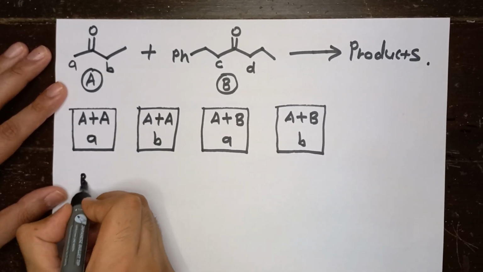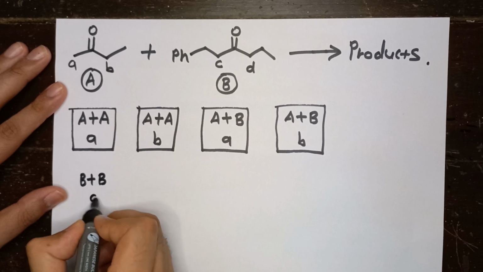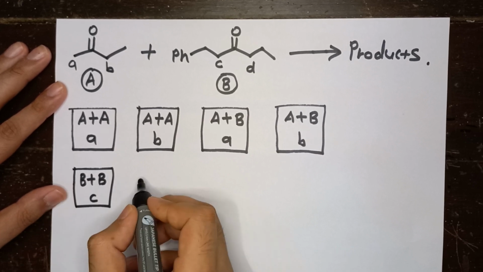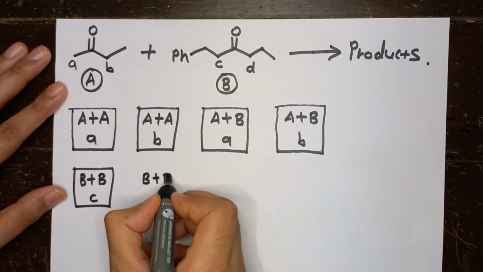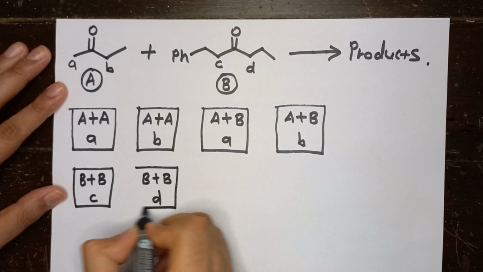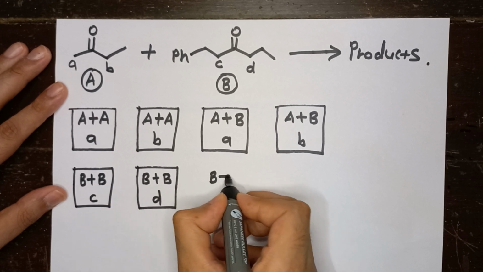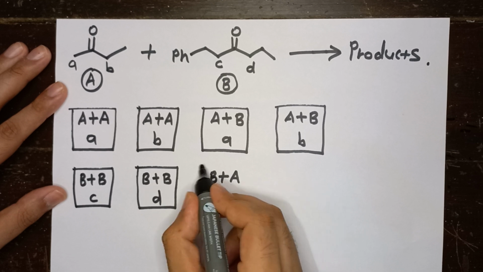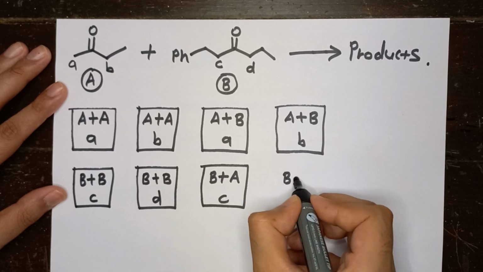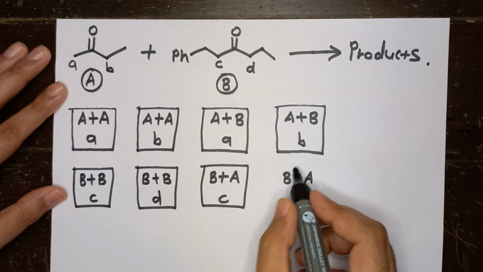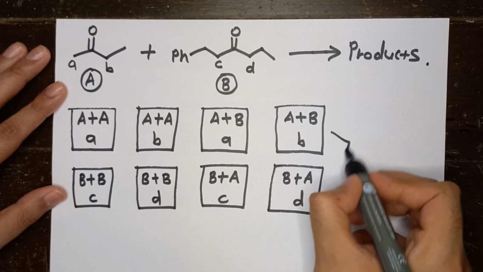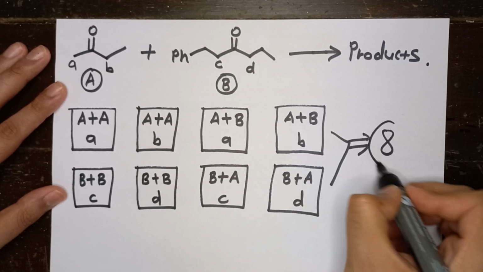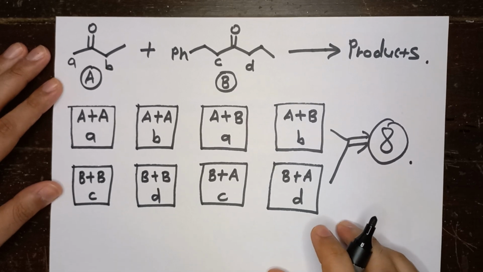Similarly, B can react with itself from C site, another product. B can react with B from D side, another product. B can react with A from C side. B can react with A from D side. So we are going to get a total of 8 products.